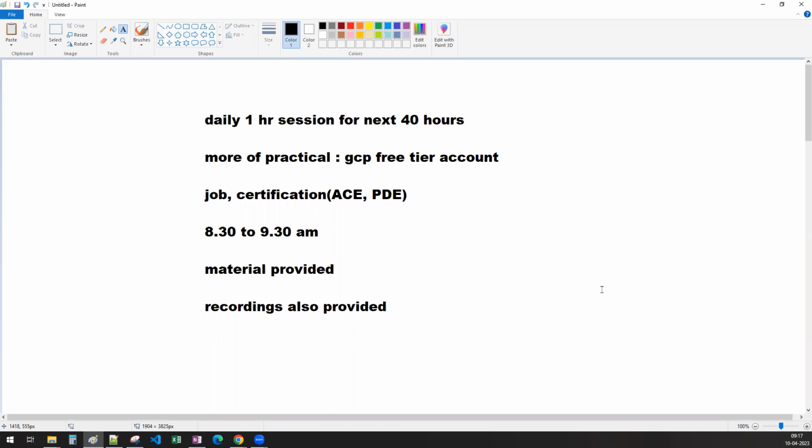Yes, after this course, can I attempt the certification? Yes, guys. If you are planning for Associate Cloud Engineer or Professional Data Engineer, you can go for this.